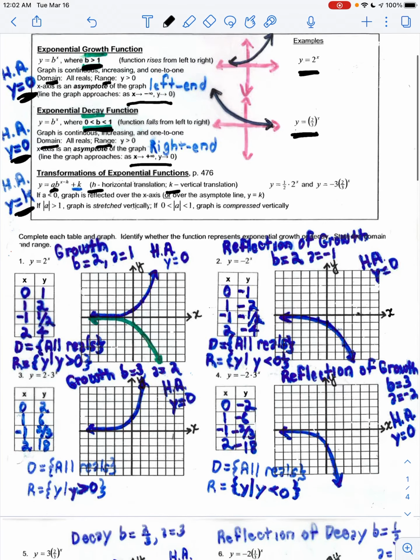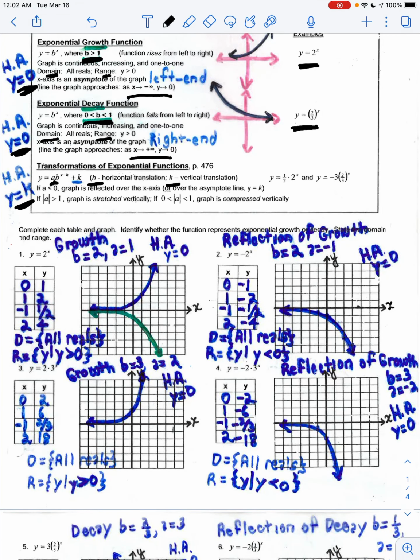So let's look at some examples here. You can see below problem 1, we are graphing y equals 2 to the x. What we want to do is make a table of values like you see here. And good values to test are close to the origin. I test, of course, 0, positive 1, negative 1, and 2. And all I do is plug them in for my x, which is the exponent.